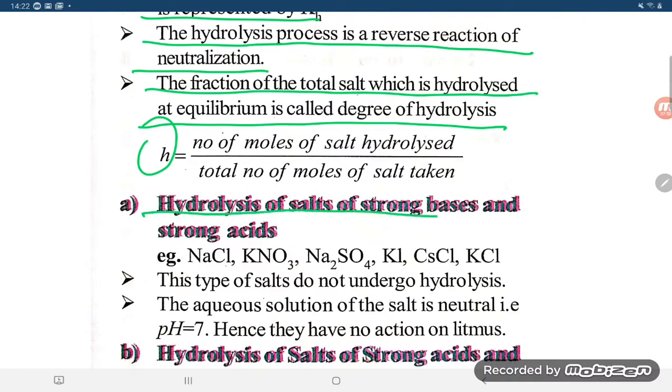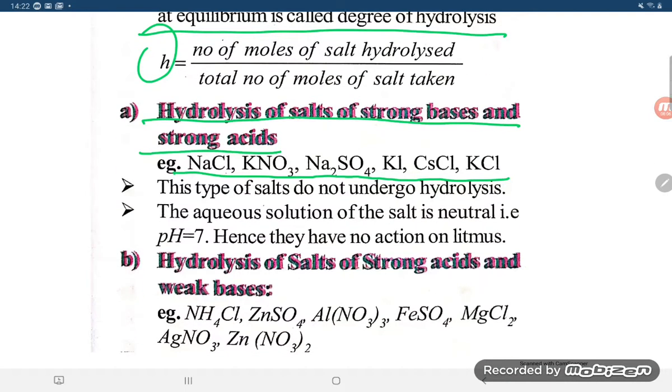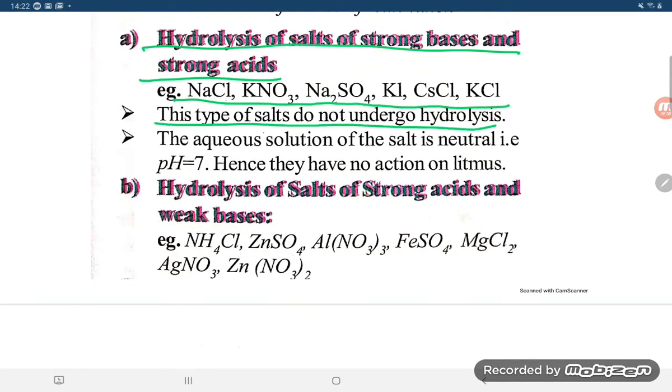Hydrolysis of salt of strong acid and strong base, like NaCl, KNO3, Na2SO4, KCl, etc. This type of salt does not undergo hydrolysis. The aqueous solution of the salt is neutral, that is pH is 7, hence they have no action on litmus.